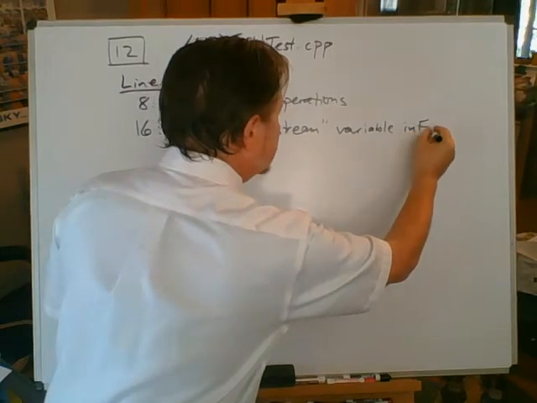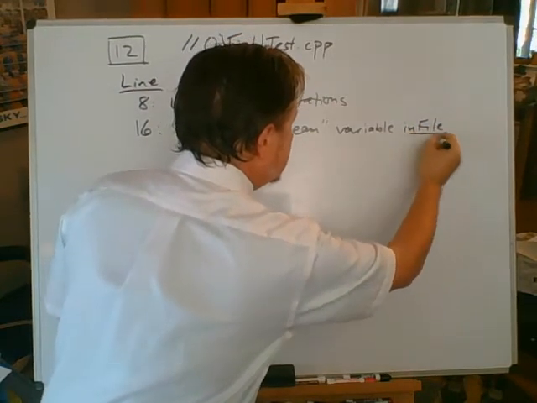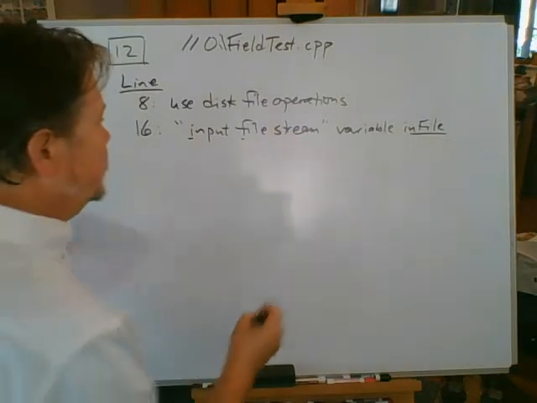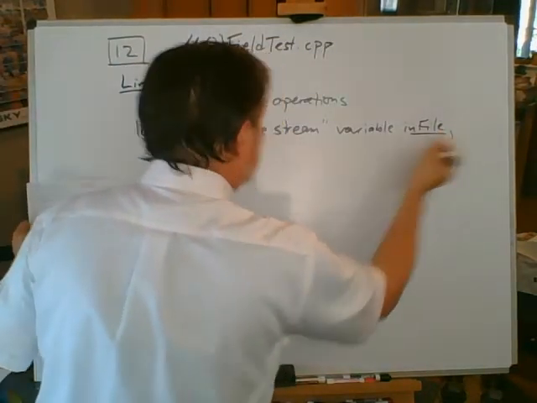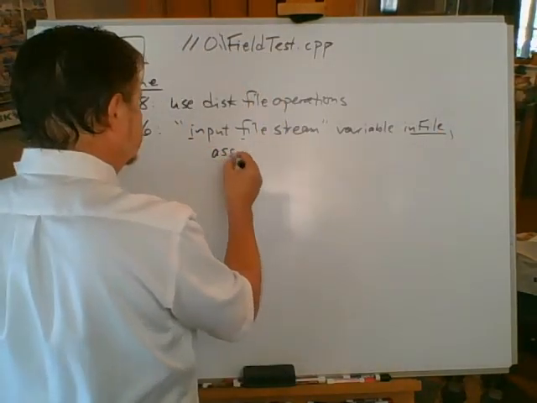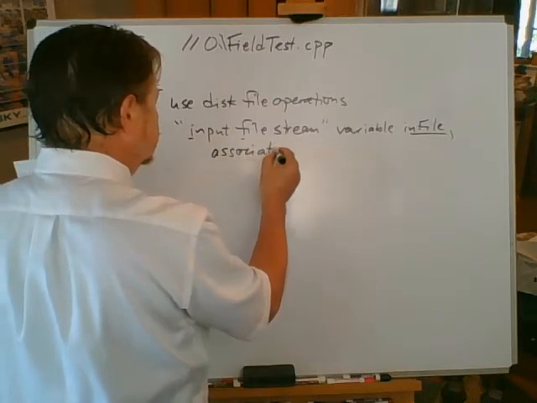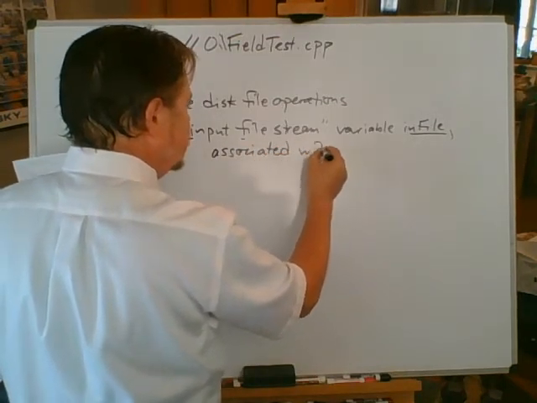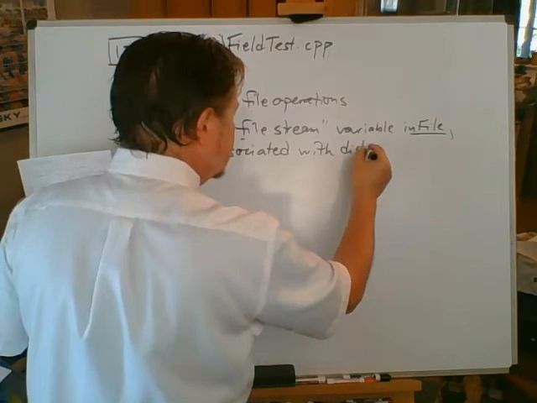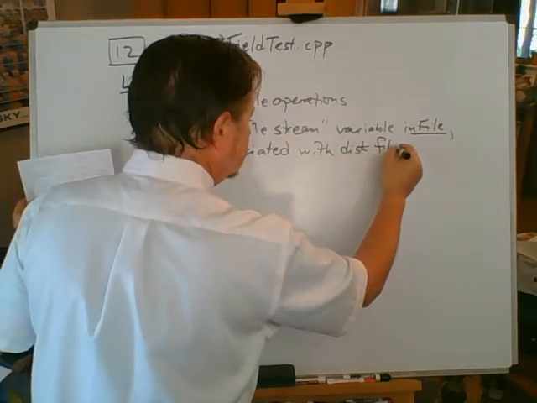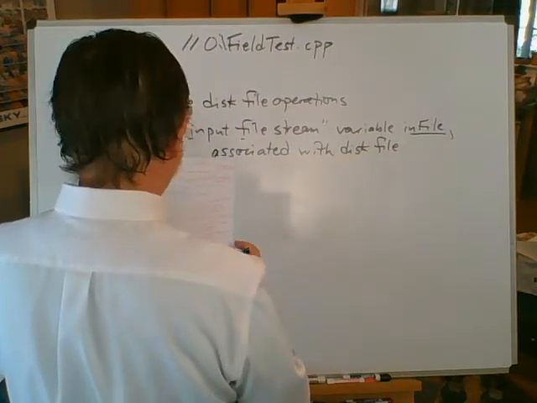You know what? I'm going to have to go back and review this stuff after I write it up here. Variable inFile, and I'll even put a comma and keep going, associated with disk file, whatever name I have there, oil.txt.